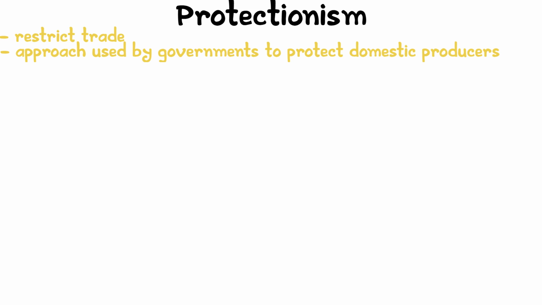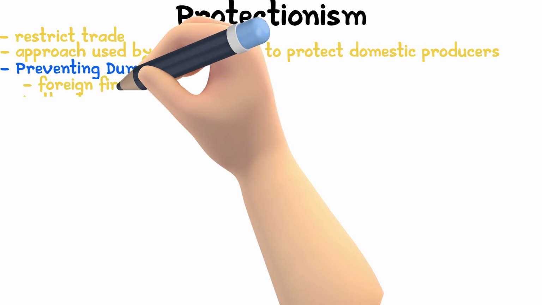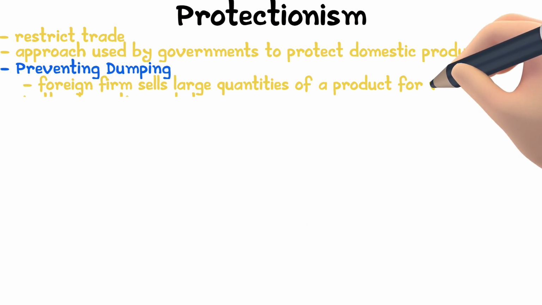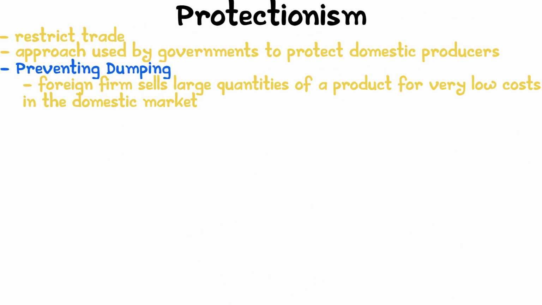Some reasons for protectionism are preventing dumping. Dumping is when a foreign firm sells large quantities of a product for very low costs in the domestic market. This unfair competition would mean that domestic producers would not survive in the market. Trade barriers can be used to prevent this.